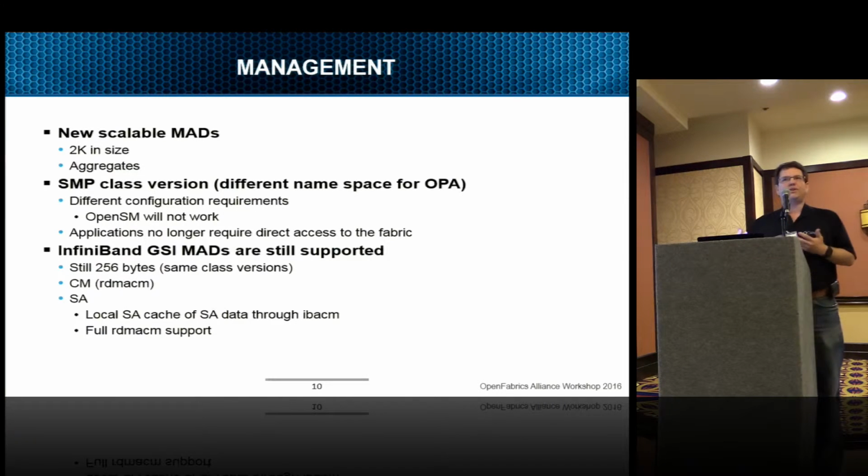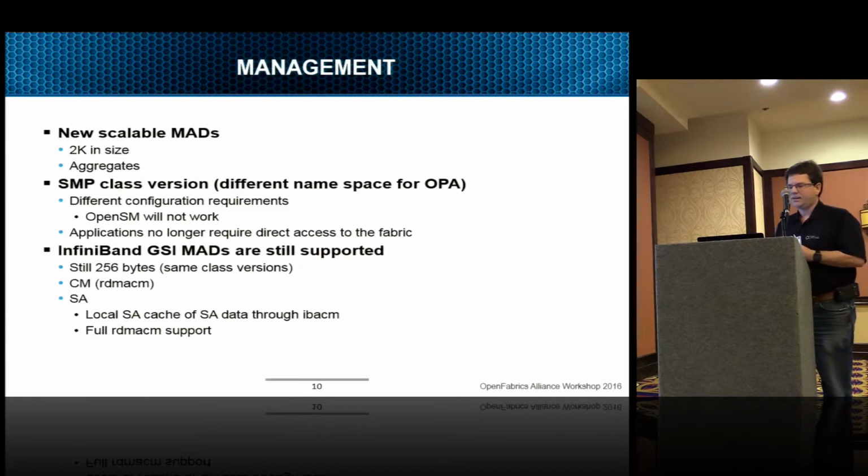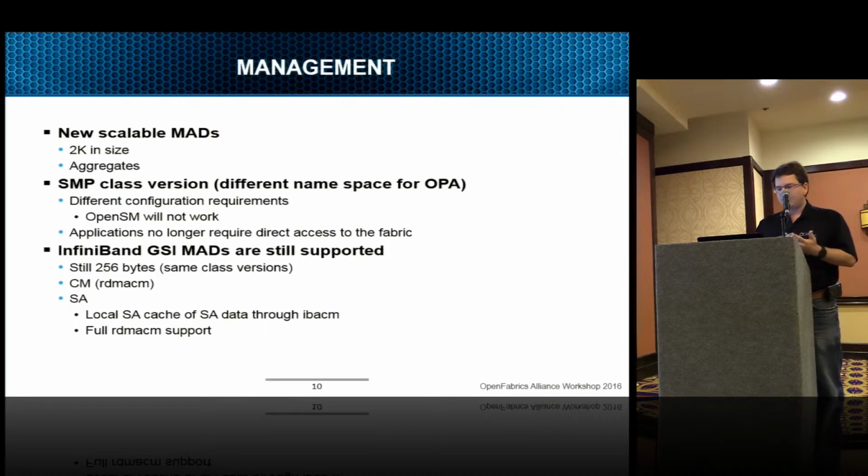For management, a lot of you saw about a year ago when I started posting the changes to the MAD stack. This is where we did change some things in the core. We have two new 2K MADs. This allows us to do more scalable configuration of the fabric, get more data with each packet. We have things called aggregates, which allow us to actually specify multiple management packets in a single packet on the wire. So the SMP class version, the subnet management packets, are very different, and those are for scalability.